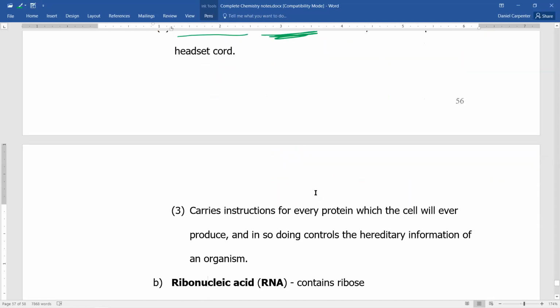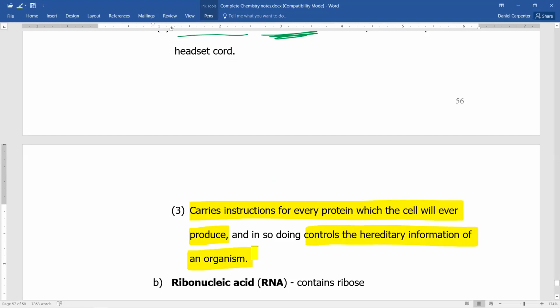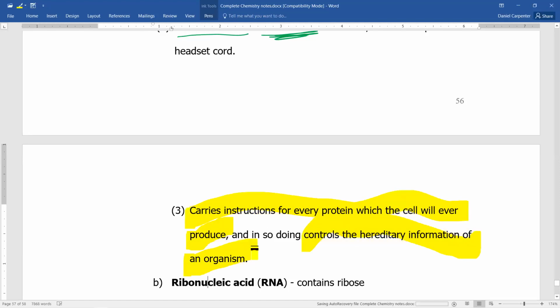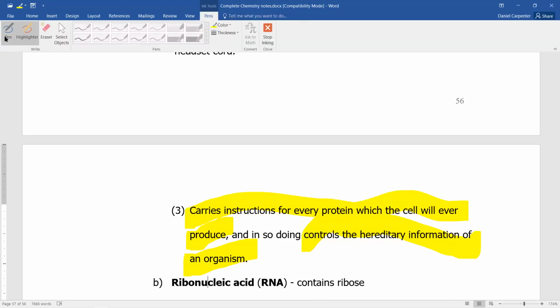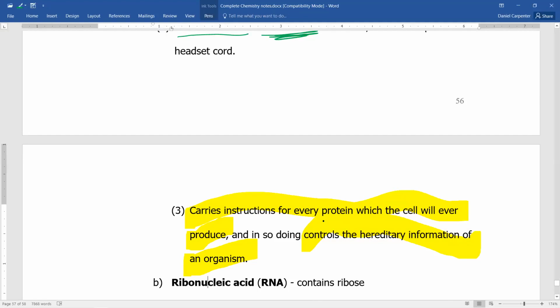All right, now, this is very critical, very important. What does DNA do? DNA carries instructions for every protein which the cell will ever produce. And because of that, it controls the hereditary information of an organism. DNA carries your genetic material. Your DNA makes you what you are.